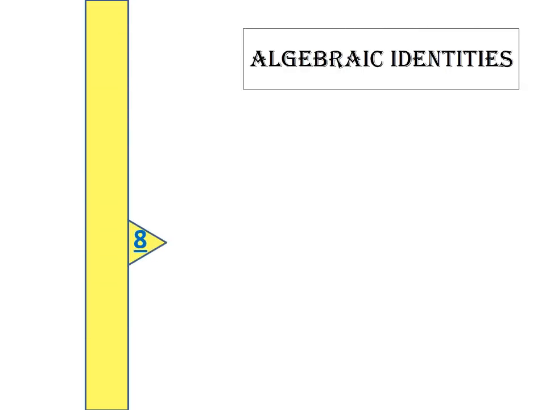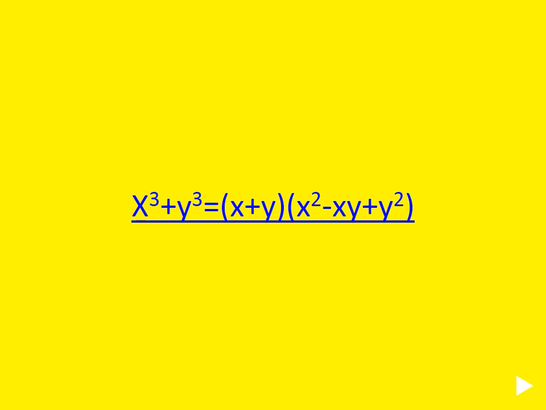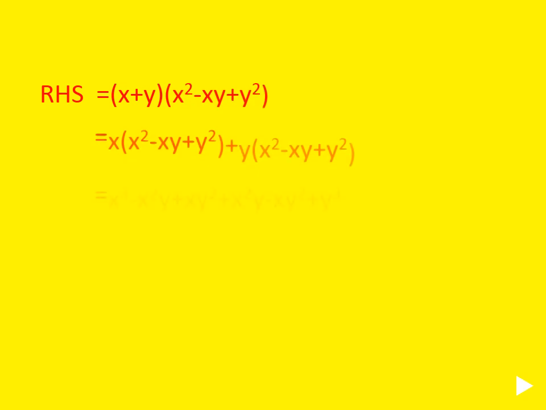So next we can go for the 8th identity. See what it is. Let x cube plus y cube equal to (x plus y) into (x square minus xy plus y square). So this time how can we prove it? We have to take the RHS now. RHS equal to (x plus y) into (x square minus xy plus y square).